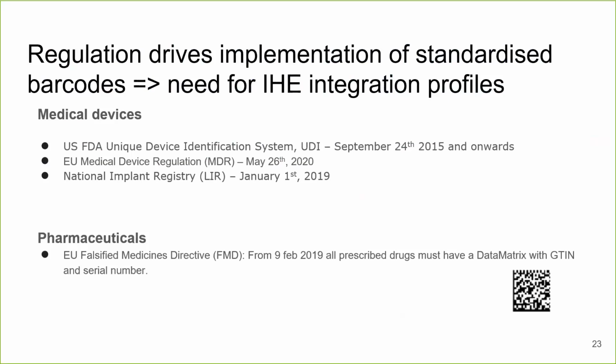In Europe, there is also regulation for pharmaceuticals to prevent falsification, and this also came into force at the beginning of this year, saying that all pharmaceuticals need to carry a data matrix. This is a block code you see on the screen with a product ID in it and a serial number.